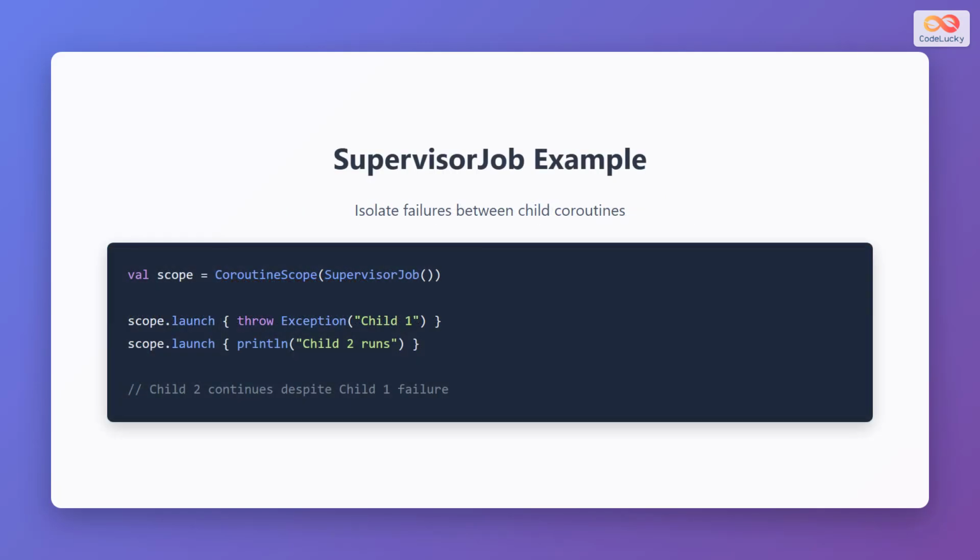Let's see SupervisorJob in action. We create a CoroutineScope with a SupervisorJob. Then we launch two child coroutines. The first child throws an exception with the message "child1". The second child simply prints "child2 runs". Because we're using SupervisorJob, child2 continues to execute despite child1's failure. The failures are isolated between child coroutines. This pattern is perfect when you have independent tasks that shouldn't affect each other's execution.